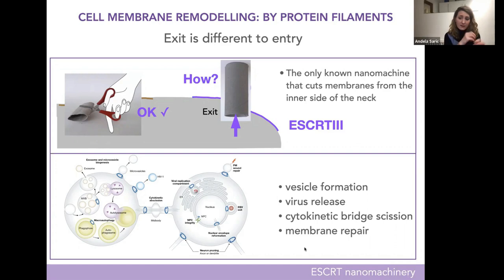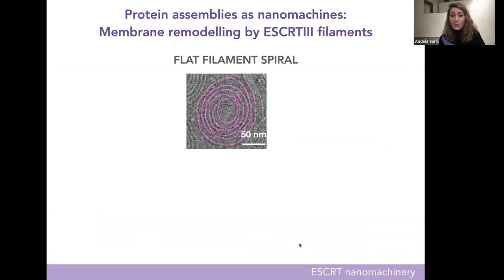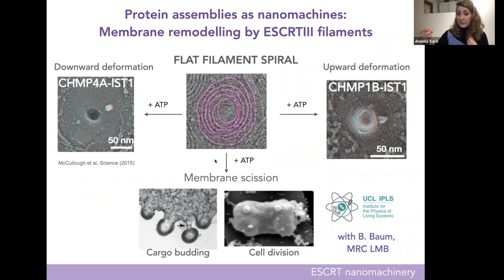So it produces vesicles, releases viruses, cuts the cytokinetic bridge. It also does membrane repair. And it's really the only machine that can operate on all the membranes, so both the plasma membrane and also internal membranes. And it's a really interesting one from a physics point of view. So let me tell you what it does. It forms filaments that are spiral in shape here in pink, and they adsorb onto the membrane, which is gray. And then this spiral is kind of dead. It doesn't really do much until it consumes ATP through an ATPase that comes on top of it called VPS4. And then depending on the exact composition of this filament, because these filaments are heteropolymers, it can create a downward deformation, pierce the membrane in.